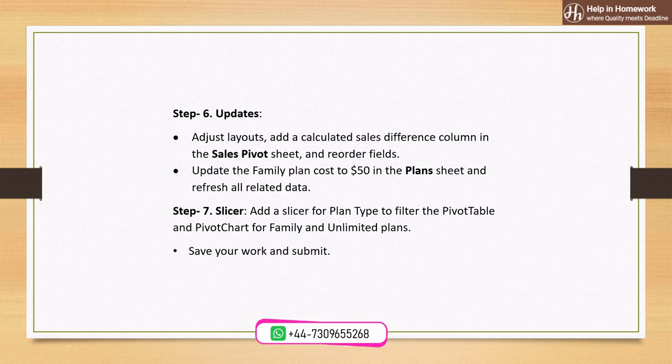Step 7. Slicer. Add a slicer for plan type to filter the pivot table and pivot chart for family and unlimited plans. Save your work and submit.